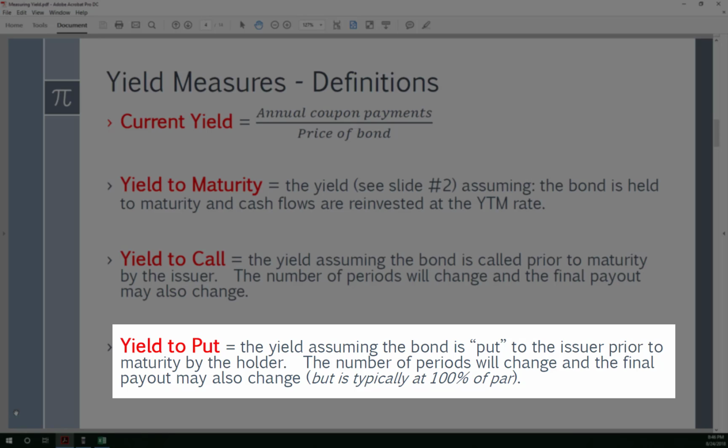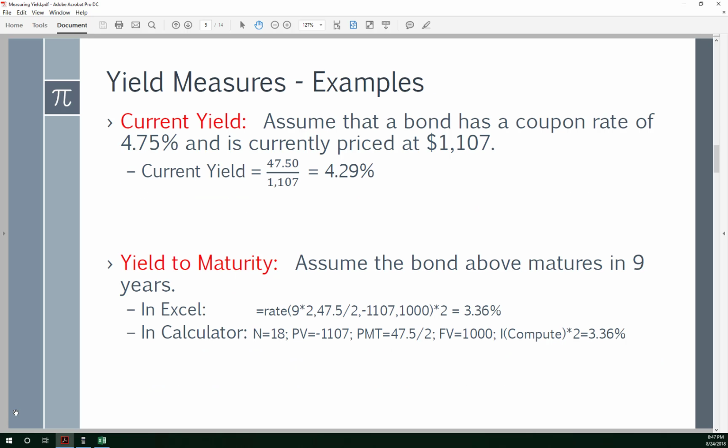The yield to put is another way of looking at a yield. This has the option on the other foot, so to speak, where the holder now has the option to sell the bond back to the issuer at a certain price and prior to the final maturity. So here the bond is put back to the issuer prior to maturity. We would change the number of years or number of periods in our calculation, and typically you're going to put that bond back to the issuer at par, so that piece will typically not change, but we can still get this yield to put.